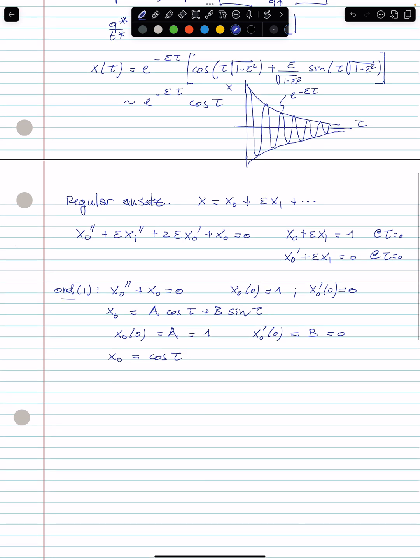So this is going to be bad, but let's just have a quick look at what the next order would provide. Oops, I just realized here that I'm probably missing one term over there: epsilon x1 is equal to 0. All right, so the first correction at second order will be something like this: the second derivative of x1 plus x1 is equal to minus 2 times the first derivative of x0. And the first derivative of x0 is the derivative of cosine, so minus sine, and therefore the right-hand side is plus 2 sine of tau.